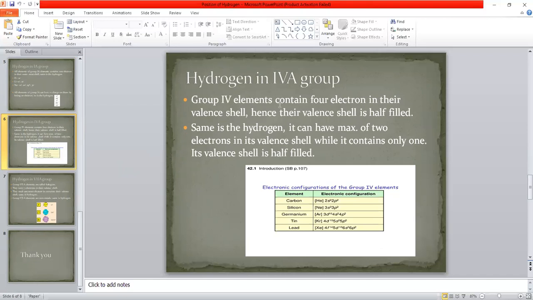Hydrogen in group 4A. We can place hydrogen in group 4A because group 4 elements contain 4 electrons in their valence shell, and hence their valence shell is half filled. The valence shell of hydrogen can have a maximum of 2 electrons, and it carries only one, and that is why we say its valence shell is half filled. So the valence shells of group 4A elements and hydrogen are both half filled. We can see here carbon, silicon, germanium, tin, and lead. All of them carry 4 electrons in their valence shell. In the case of carbon, 2s2 and 2p2, the total number of electrons in the second shell is 4.